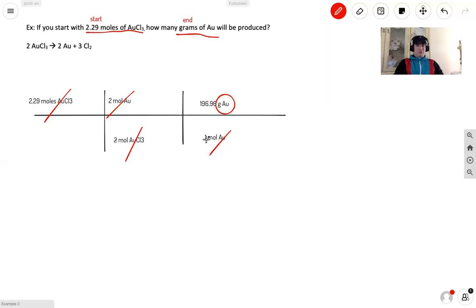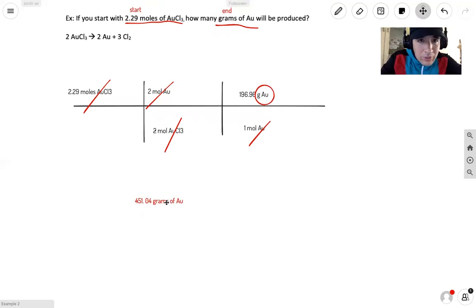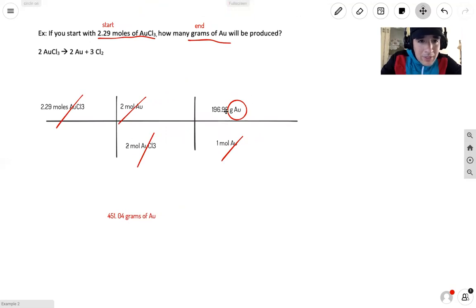All right, so let's do the math. And according to my calculations, we have 451.04 grams of gold. All right, so this should be my answer right here. You're going to multiply everything on top, divide by everything on bottom.